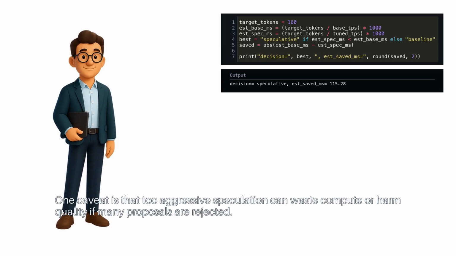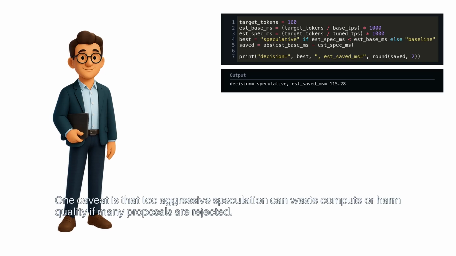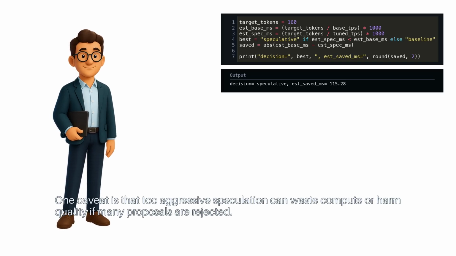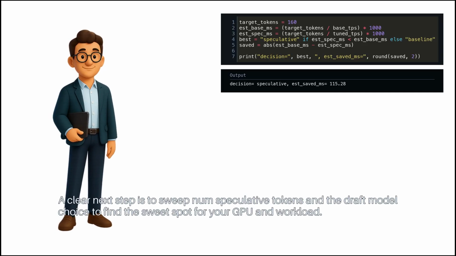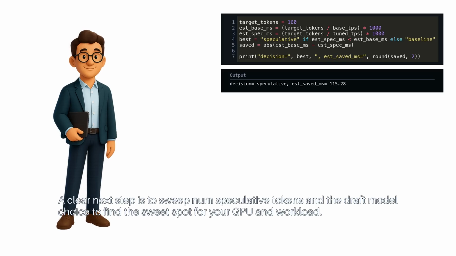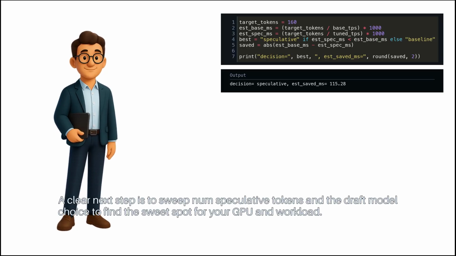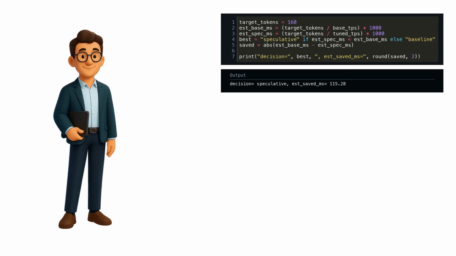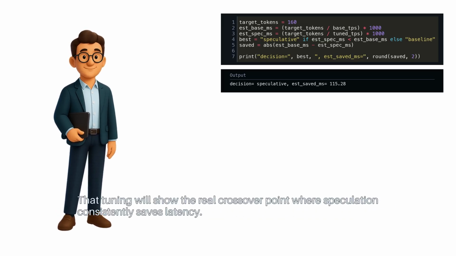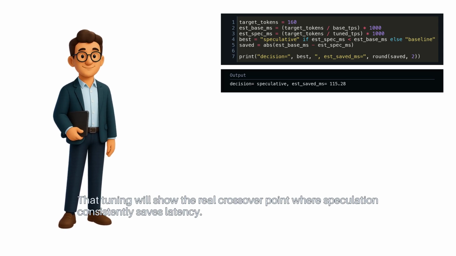One caveat is that too aggressive speculation can waste compute or harm quality if many proposals are rejected. A clear next step is to sweep num speculative tokens and the draft model choice to find the sweet spot for your GPU and workload. That tuning will show the real crossover point where speculation consistently saves latency.